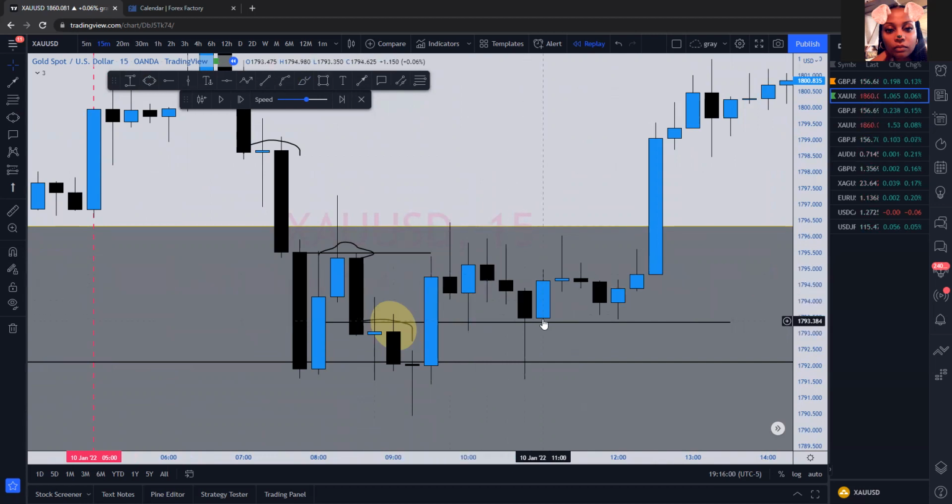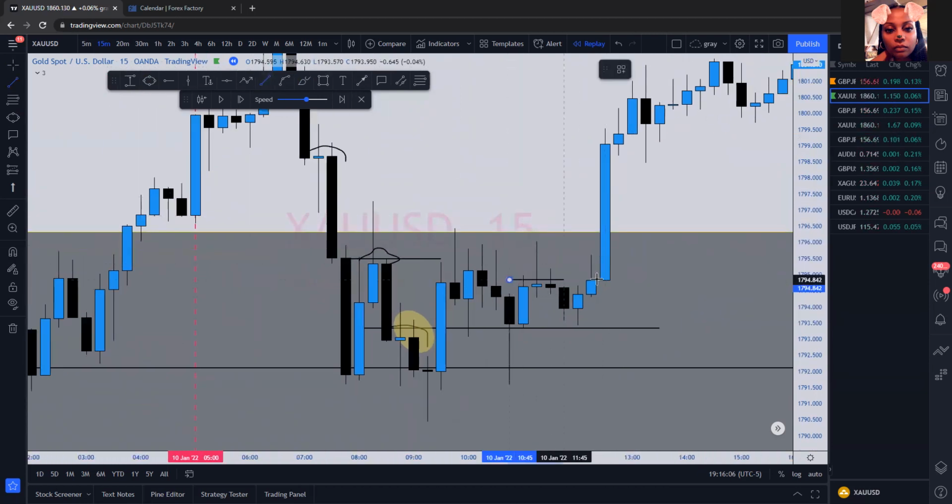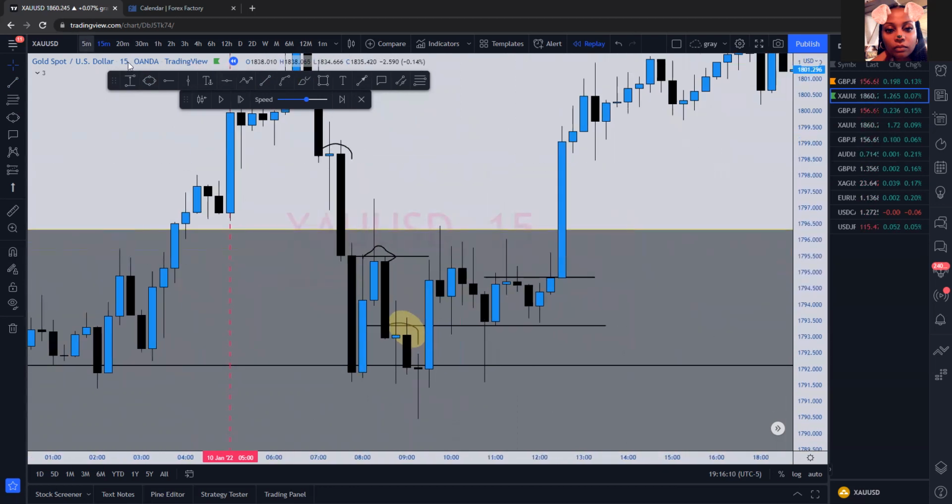Bullish, bearish, it's only tested. Bullish, bullish, probably would be in. But if I wanted to wait for an even better confirmation, like you said here, I could do that too. It's just choice.